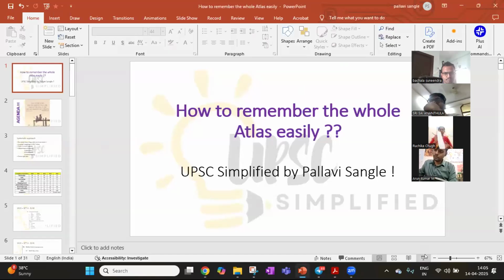Mapping is a highly input-output yielding area for UPSC prelims. So without any delay, we'll just start. I'm sharing the screen. Okay, I hope all of you can see it.